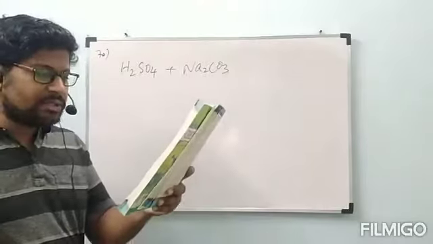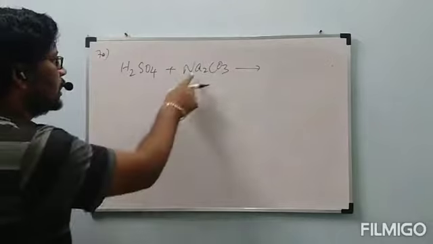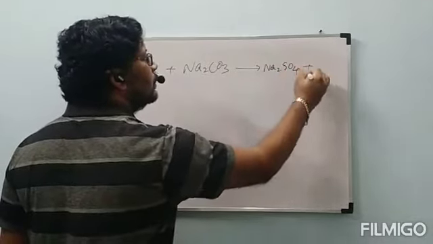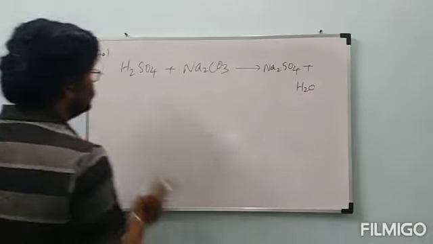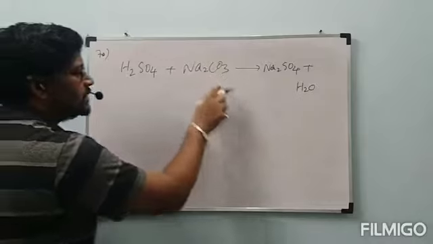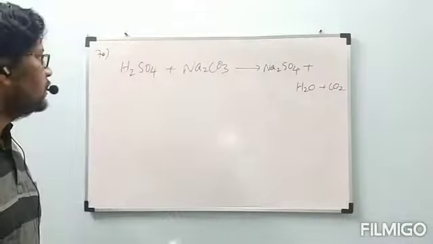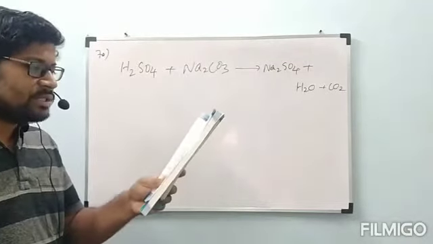H2SO4 reacts with Na2CO3 to form Na2SO4 plus H2CO3, and H2CO3 is nothing but H2O plus CO2. This is the whole reaction: H2SO4 plus Na2CO3 gives rise to Na2SO4 plus H2O plus CO2.